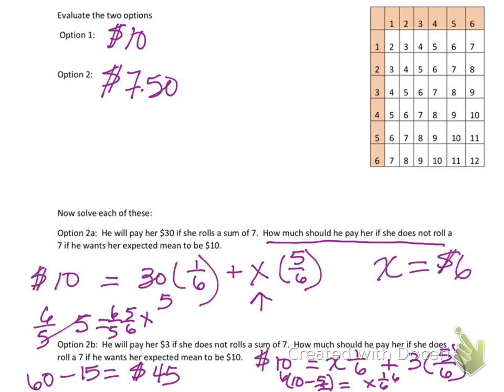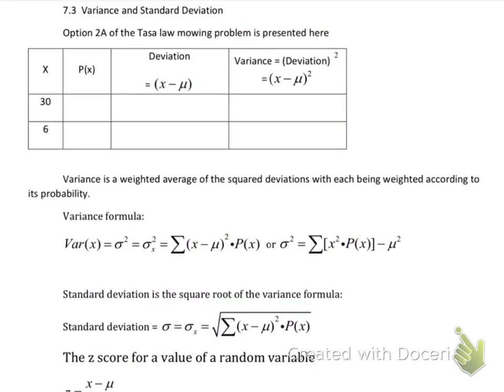So let's move on now, and we're going to talk about 7.3, which is variance and standard deviation. Okay, in 7.3, we're going to start talking about variance and standard deviation. So we're going to look at option 2A of the lawn mowing problem, not law mowing. So it's presented here.